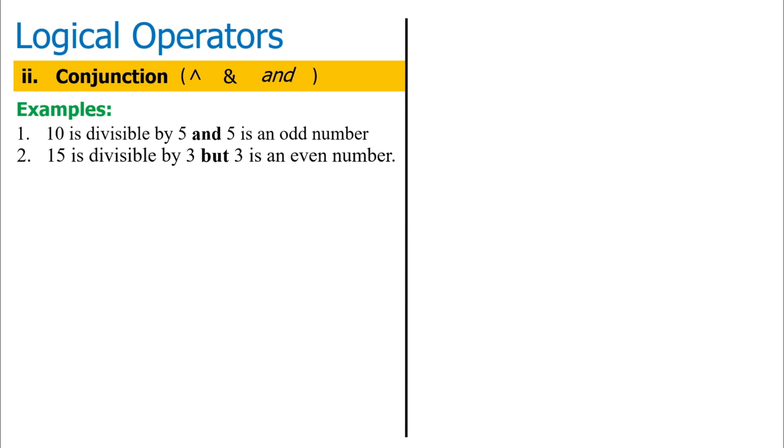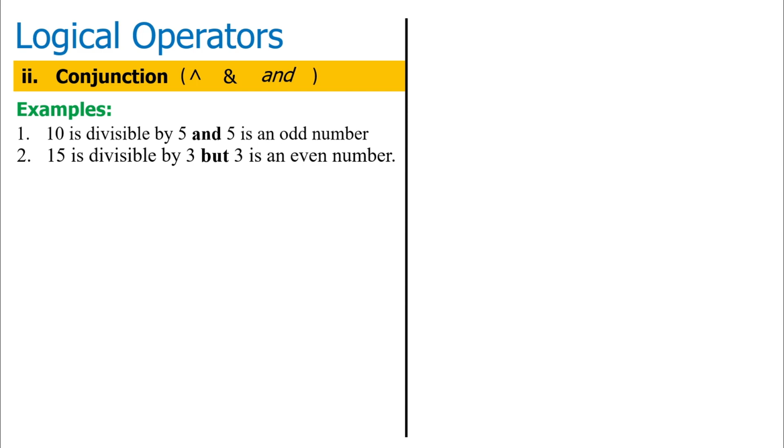15 is divisible by 3, but 3 is an even number. This statement also contains two propositions. First one is 15 is divisible by 3, and the second one is 3 is an even number. And these two statements are connected by the word "but". Here we need to understand the word "but" is playing the role of a conjunctive operator.